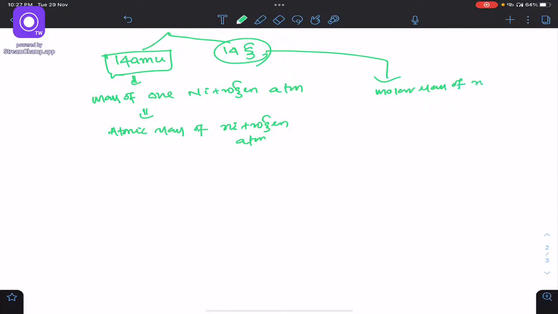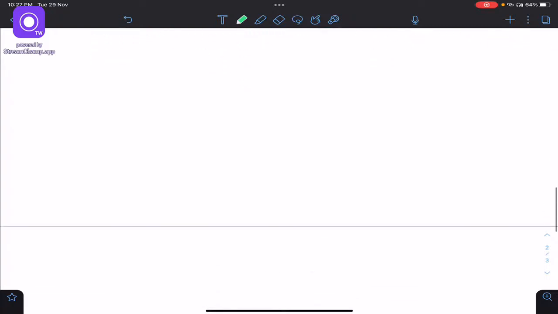And it is the mass of 6.023 into 10 to the power 23 atoms, or the mass of 1 mole of nitrogen. Mass of 1 mole of nitrogen. Okay, clear?